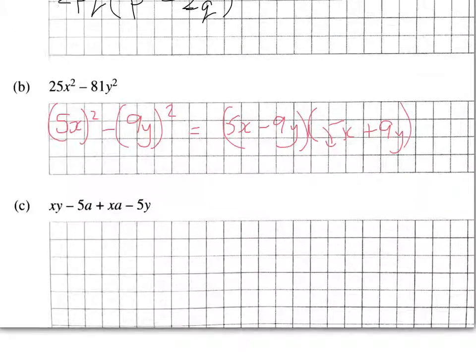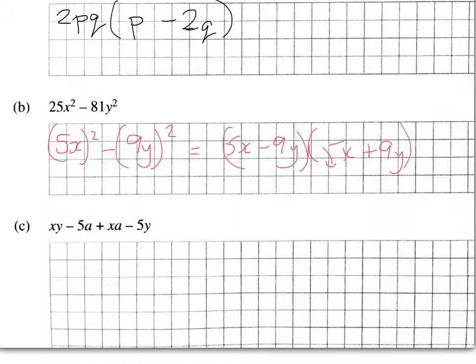Moving on to part C, we have 4 terms. So generally speaking, what happens here is you take the first two terms, try and factorise them, and the second two terms and try and factorise them. Now, this particular question, there isn't a common factor between these two terms, and nor is there a common factor between these two terms. So maybe I should pair them up in a different way.